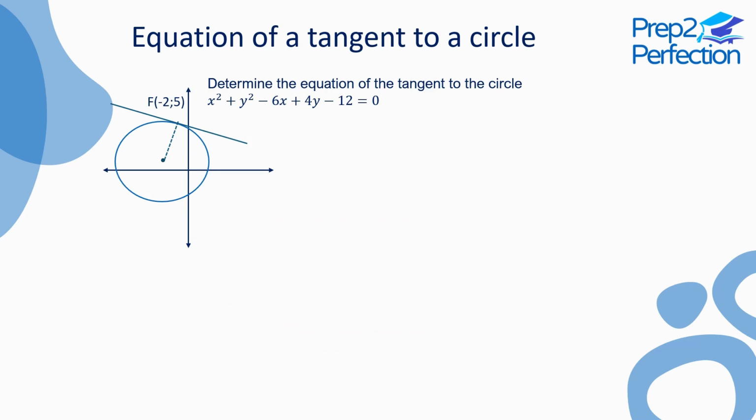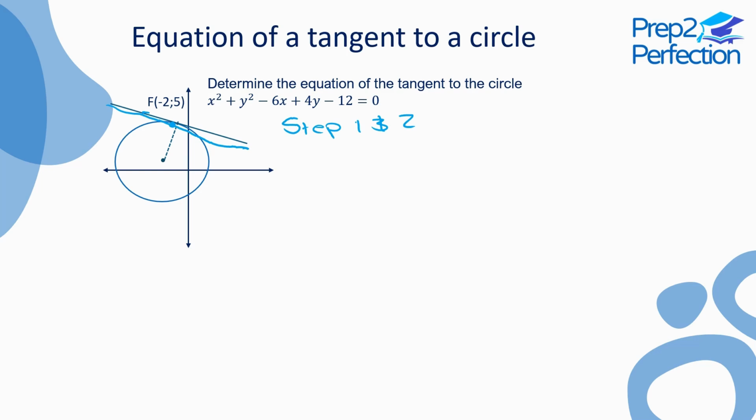In this example, we must determine the equation of a tangent to the circle x² + y² − 6x + 4y − 12 = 0. We are given the tangent line. On the tangent line, we're given a point F, which is (−2; 5). We are going to start off with step 1 and step 2 that we discussed earlier.